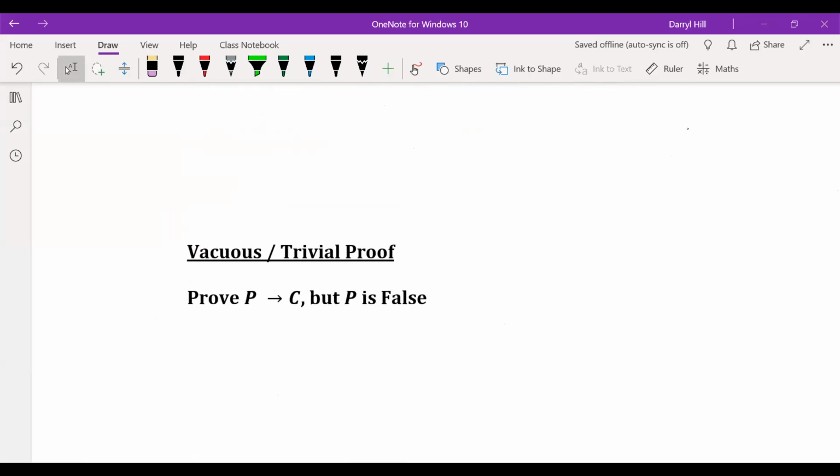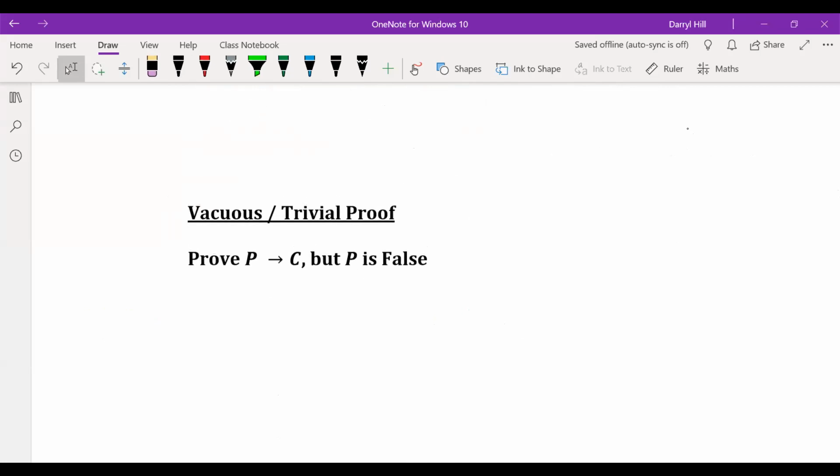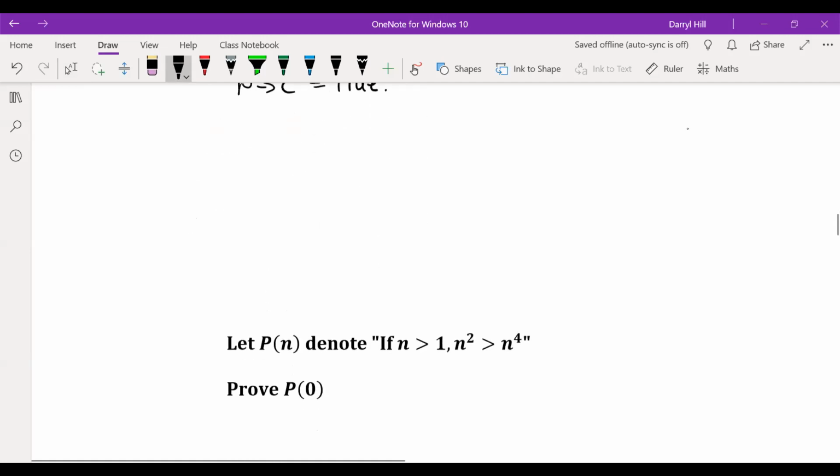Okay, so now that's indirect proof. Next, a vacuous or trivial proof. Say we want to prove that P implies C, but P is false. Then of course, P implies C always evaluates to true. So that's an example of a vacuous or trivial proof. So let's see an example of that.